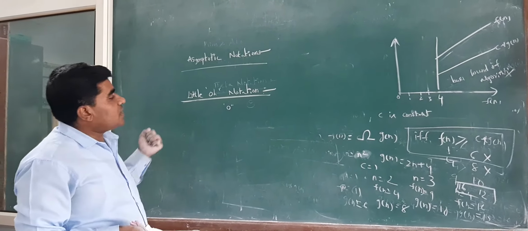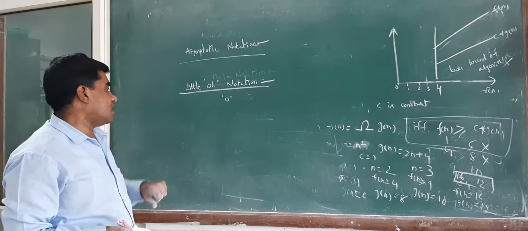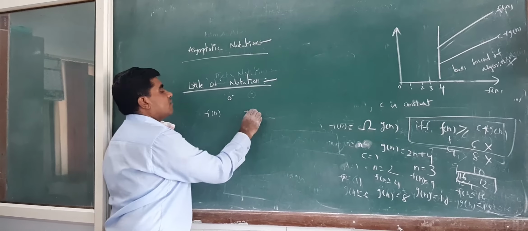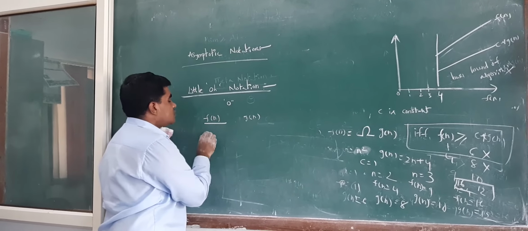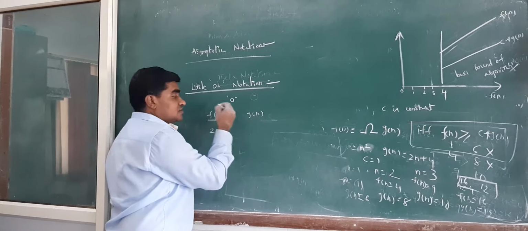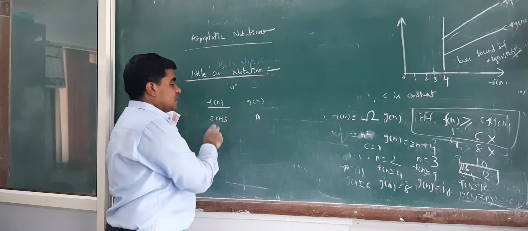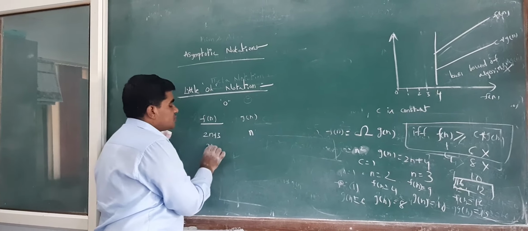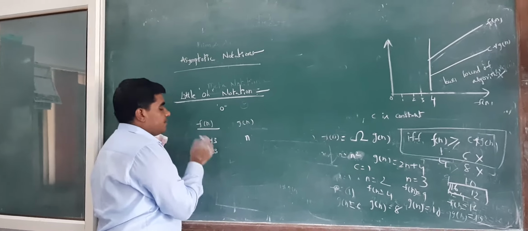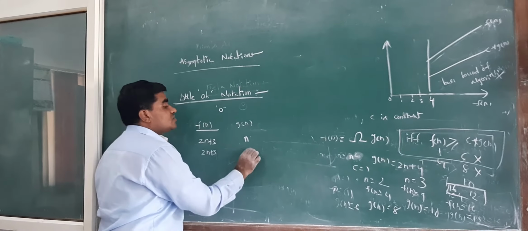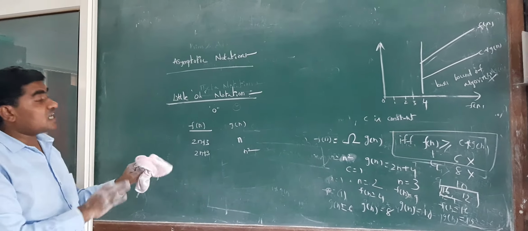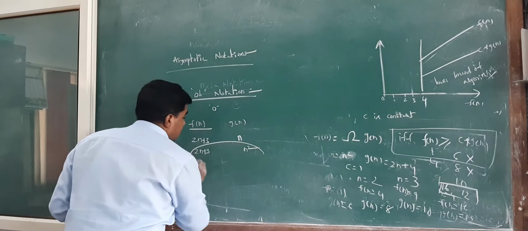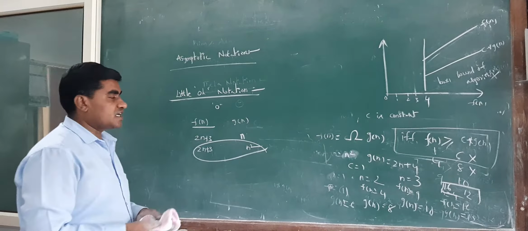How can we say that functions are asymptotically tight or not? Suppose we are using two functions f of n and g of n. If f of n consists of n, and g of n also consists of n, then it is asymptotically tight. If f of n consists of only n, and g of n consists of n square, then it is asymptotically not tight. So in this case we use little o, when asymptotically not tight.